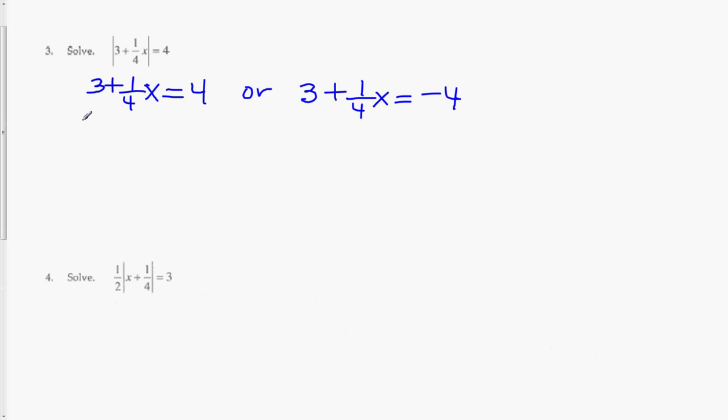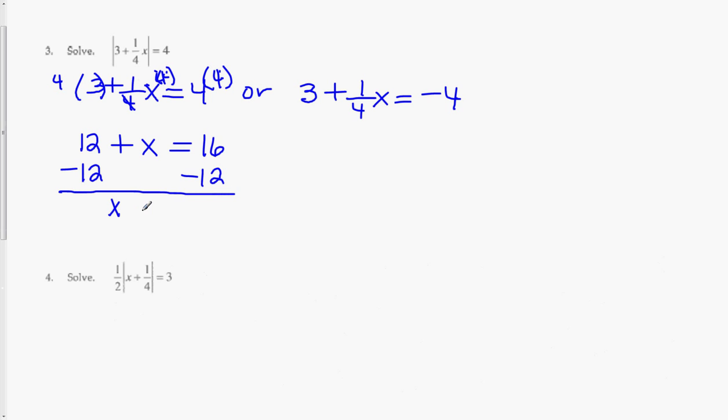I'm going to clear my parentheses. My LCD is 4, so I'm going to take a 4 times each term. So I'm going to have 12 plus, 4 goes into 12, 4 goes into 4. They cancel each other out, so I'm going to have an x equals 4 times 4 is 16. Now I'm going to subtract 12 from each side. So I get x equals 4.